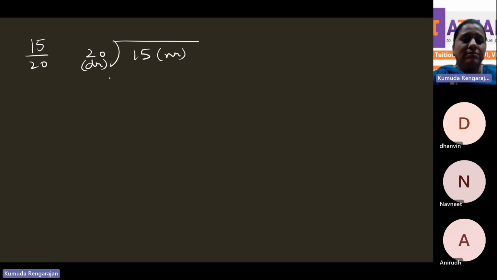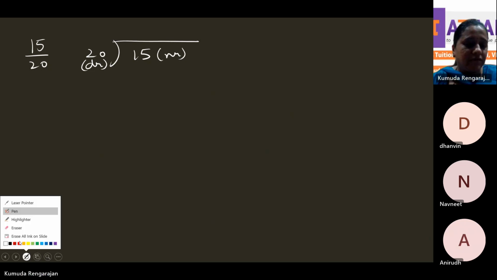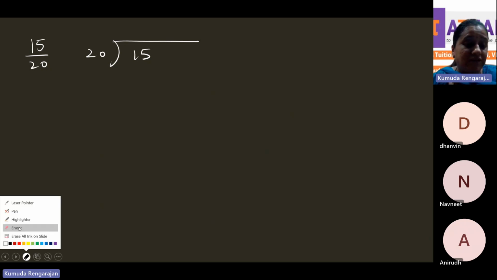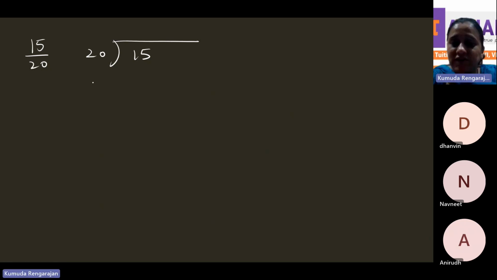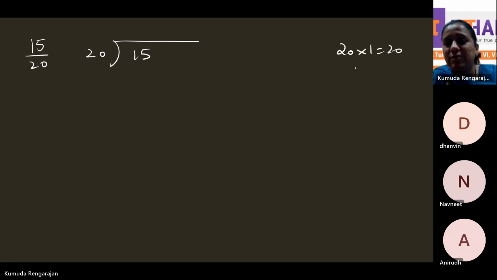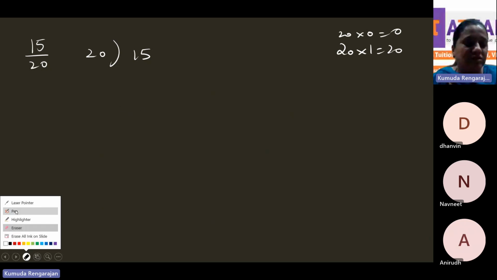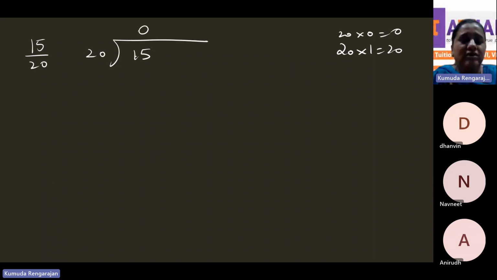Now let's start dividing. So this is 20, but we have only 15. Listen to the division very carefully, children. 20 ones are 20, but I can't write that here because it's only 15, so it's not 20. So it is 20 zeros are 0. That's how we start the division. 20 zeros are 0. Now 15 is a remainder.